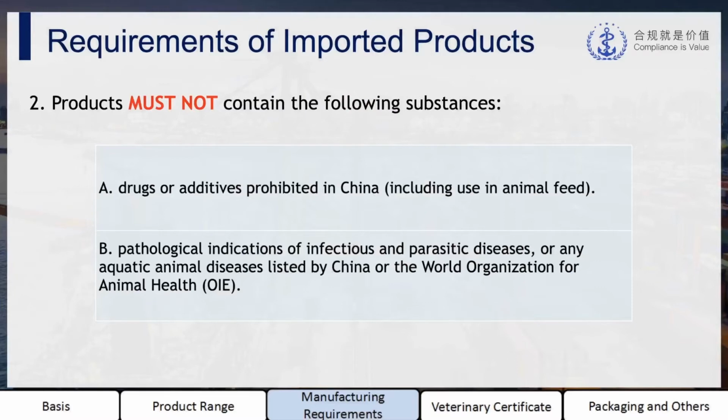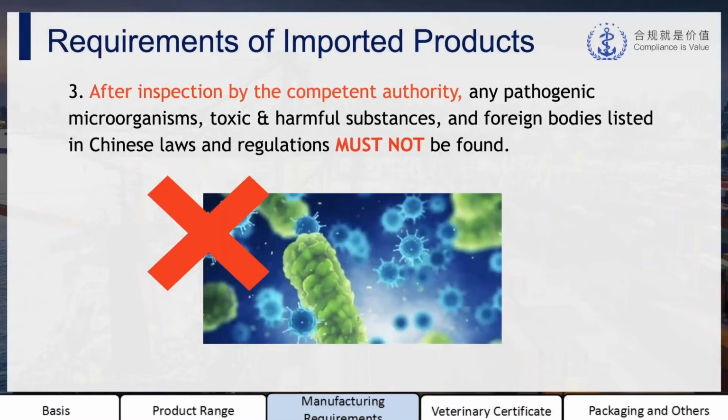Pathological indications of infectious and parasitic diseases or any aquatic animal diseases listed by China or the World Organization for Animal Health, OIE. 3. After inspection by the competent authority, any pathogenic microorganisms, toxic and harmful substances, and foreign bodies listed in Chinese laws and regulations must not be found.